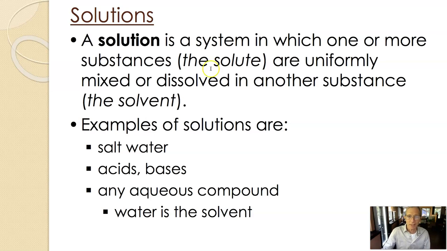So a basic solution. So here's some examples of solutions like salt water, so ocean water, acids, bases that we've talked about, and any aqueous compound. So if we take any ionic salt and put it in water, we're going to wind up with an aqueous compound like salt. If you're gargling with salt water, you put table salt in the water, that's an aqueous solution, right? It's an ionic solution.